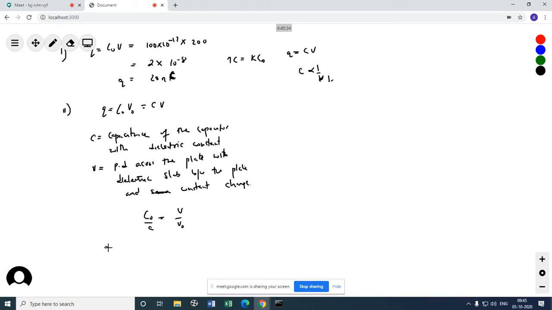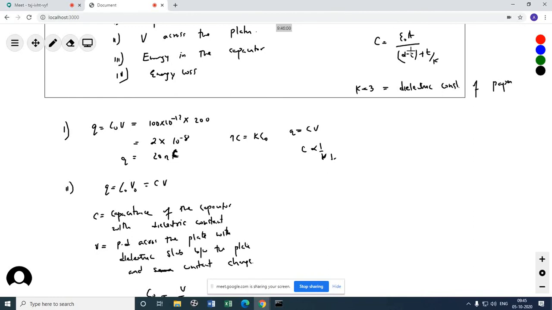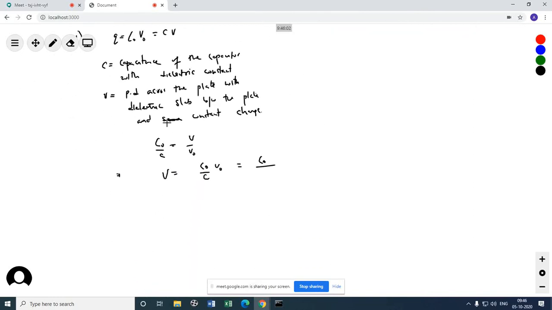Then C naught I know, V naught I know. What I need to find? I need to find V. So V equals C naught by C into V naught, if I can find C naught and C. How will I write C? C will be written as epsilon naught A by D minus T plus T by K, right?